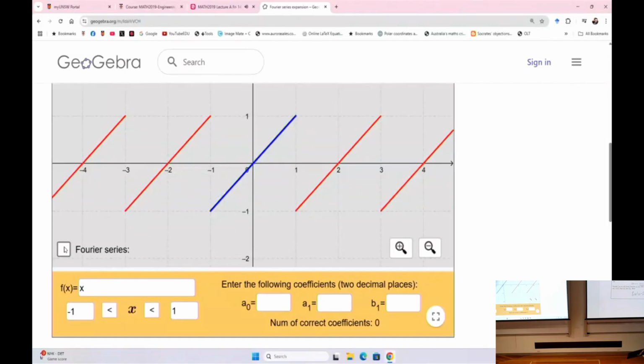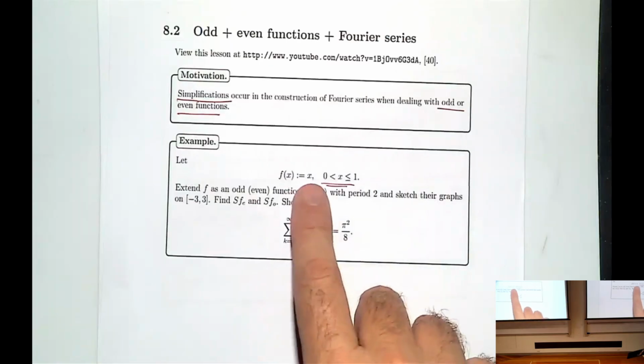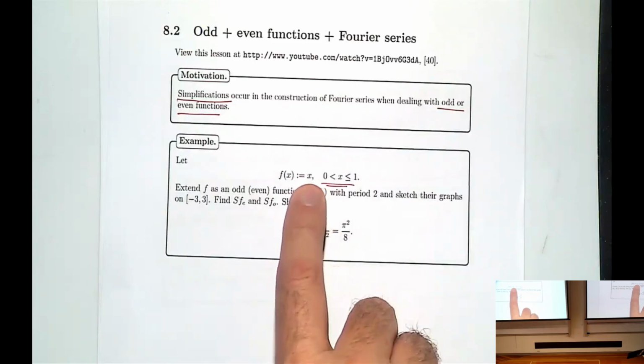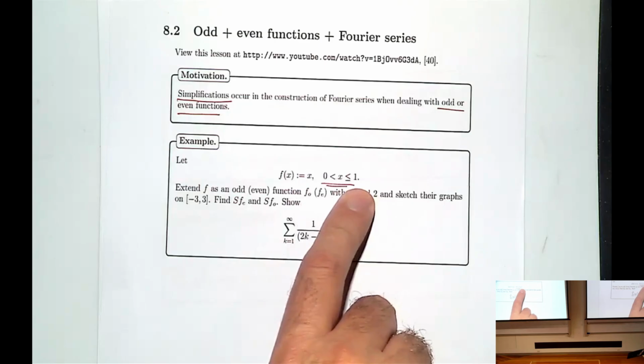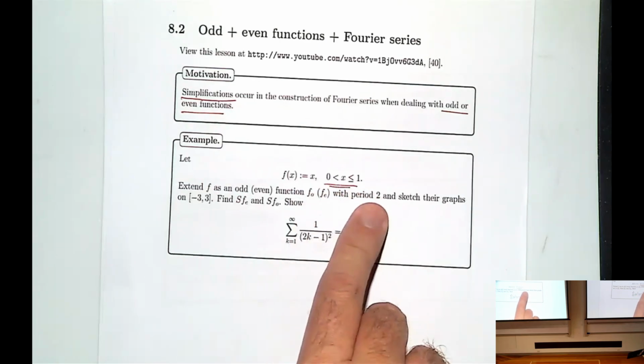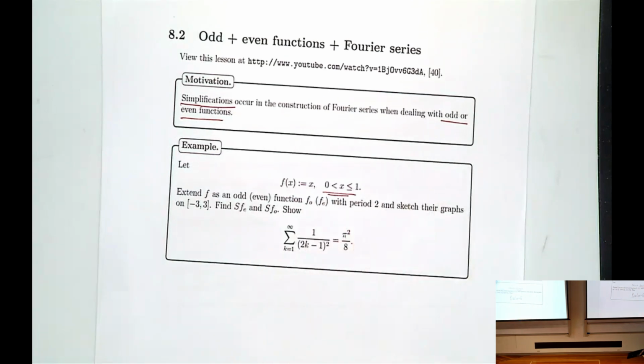Okay, let's extend as an odd function. In this case, I want to take that function and extend it to the interval negative 1 to positive 1. That's got a length of 2, and if I just repeat it, then I can do what I want.